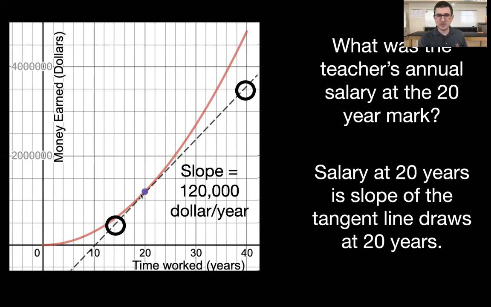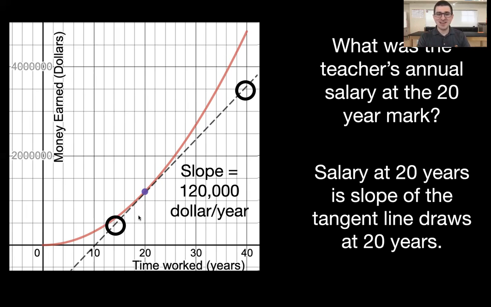And you could use this purple point right here, but I just chose this one and this one because they were nice intersections for me. And we find that the teacher at 20 years has a salary of $120,000 per year. Now that might be a little bit of an exaggeration, but I needed to make this graph nice and curvy for this example to work. So whatever school this teacher is working at, sign me up because that is quite a bit of money for a teacher to be making.